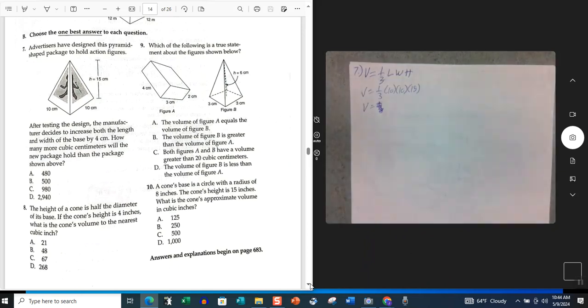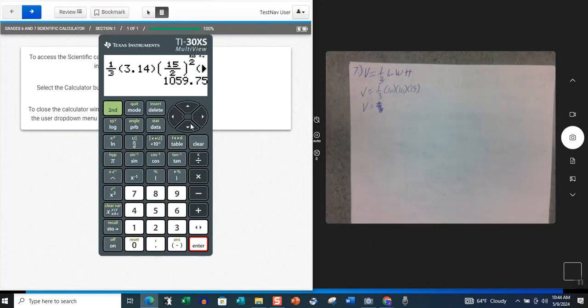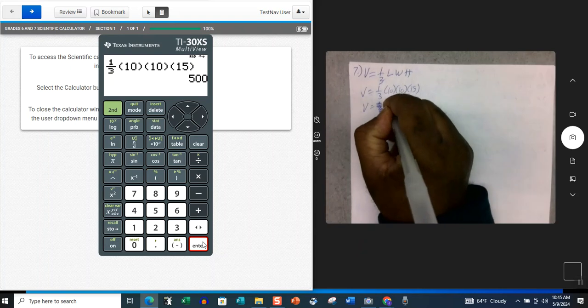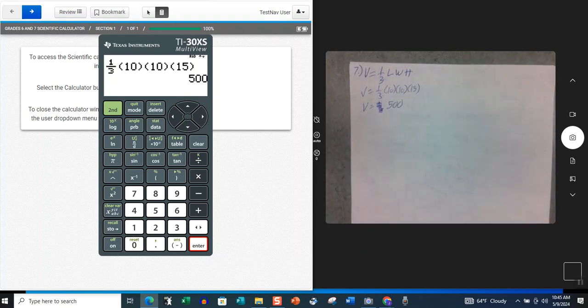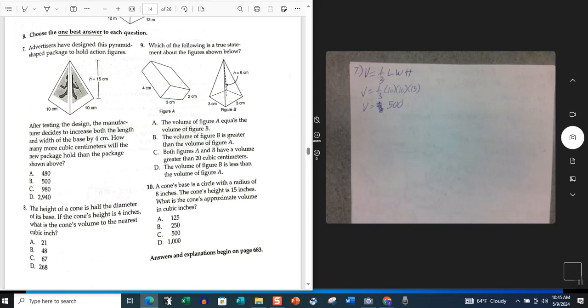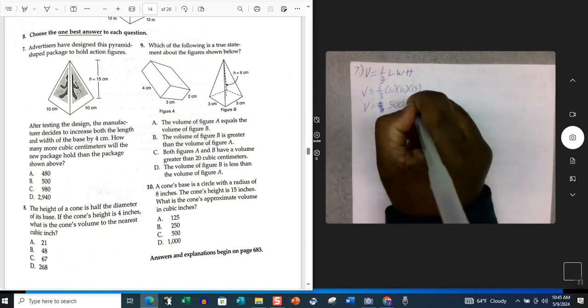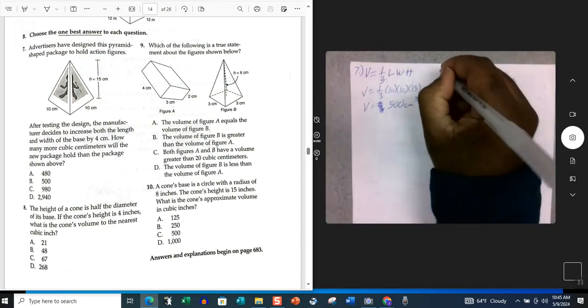We can put this in our calculator now. We press N over D, 1, down arrow, 3, right arrow, then parenthesis 10, parenthesis 10, parenthesis 15, press enter. So this volume is 500. So we had a volume of 500 cubic centimeters. That's what we had originally.